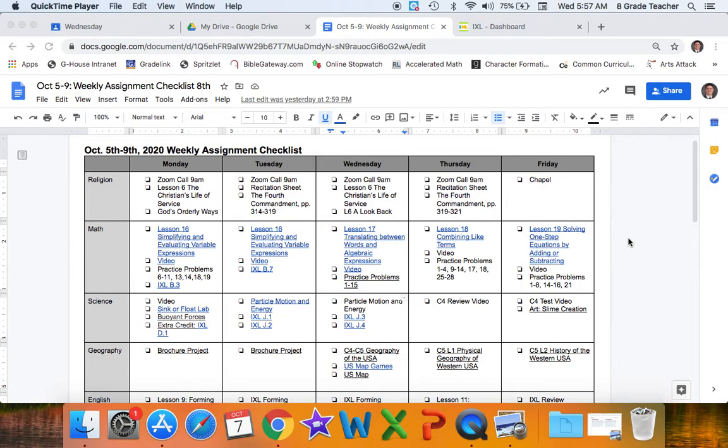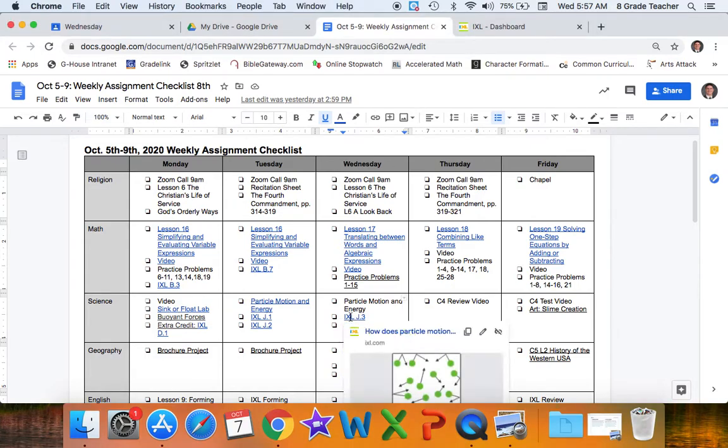Today in science class, we're going to continue our study in particle motion and energy by doing IXL J.3 and J.4. Here on your weekly checklist, you can click right on the link and open up J.3.